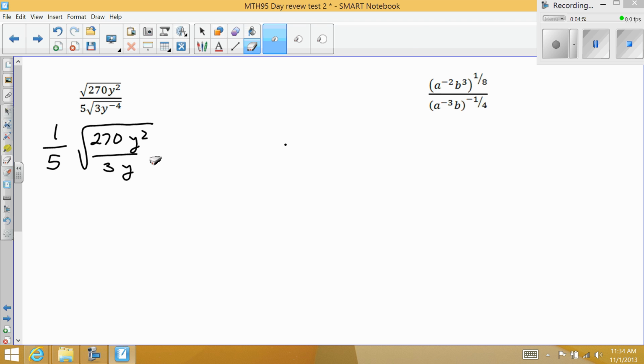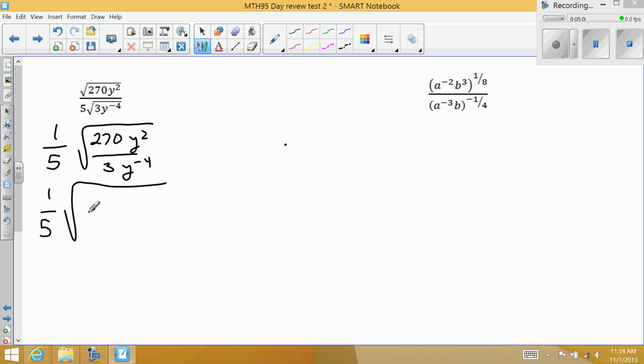There we go. Y to the negative 4 and simplify inside the radical, see what we have. So I'll have my 1/5. The 270 divided by 3 would be 90. And then I've got y to the 2 subtract negative 4. Since I'm dividing like bases, I subtract my exponent. That gives me 1/5 and 90, let's see, that'd be 2 plus 4, that'd be y to the 6th.